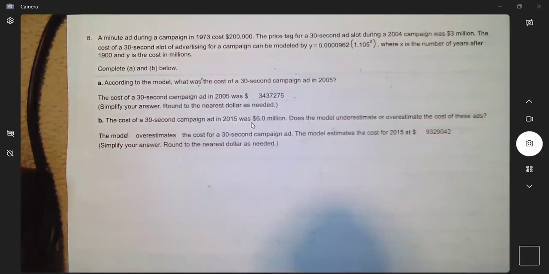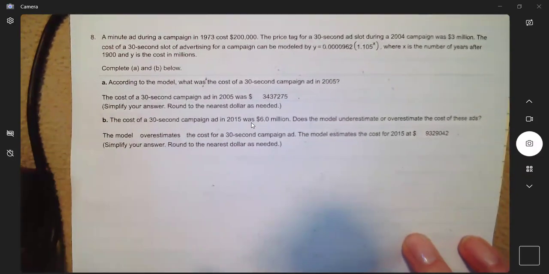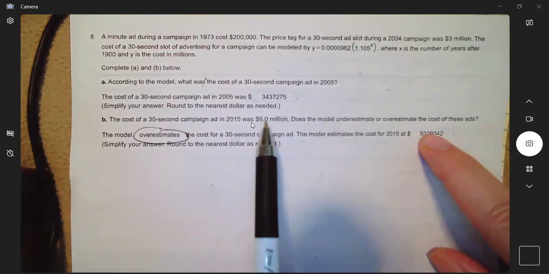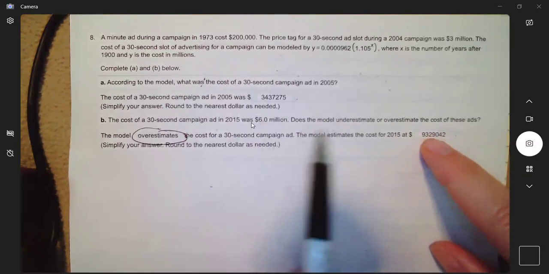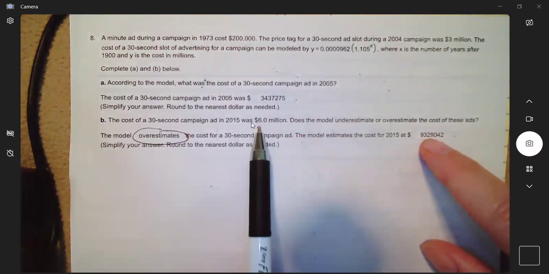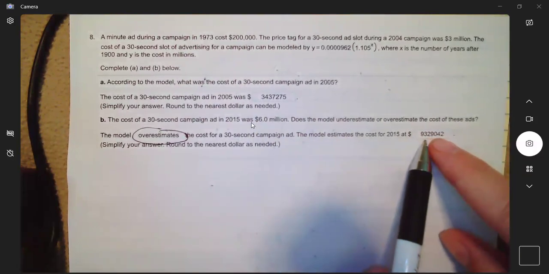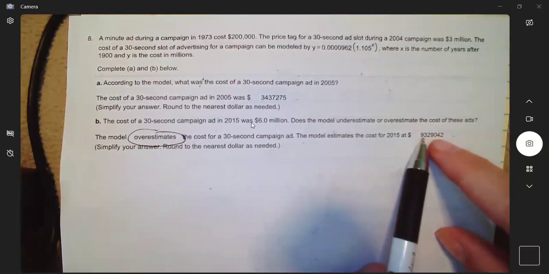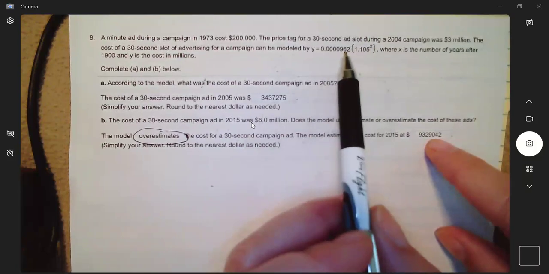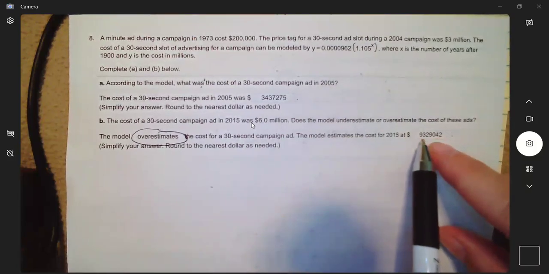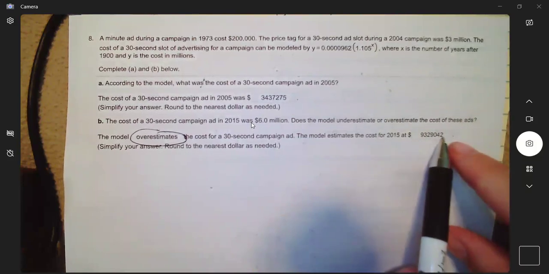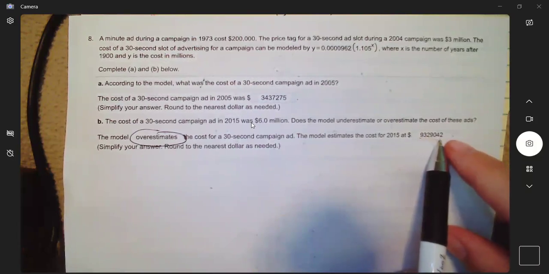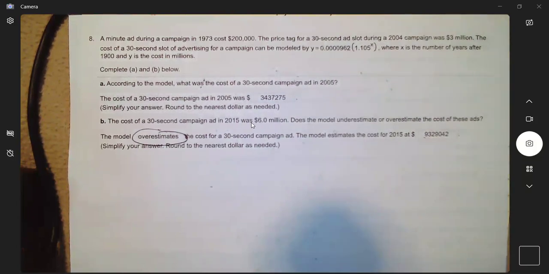This answer has already been filled in. So you'll have to choose between over and underestimate. It kind of depends on what you get. But I compared my 9.3 to the 6.0 million and realized it really overestimated by the time we were at 2015. So this is what you would plug in. It just says, what did the model estimate for that year? Again, take your 9.329 blah, blah, blah that came out from plugging it in and make sure you multiply it by 1 million. So you'll have to move your decimal 6 times and round that final decimal place. So $9,329,042. All right, so that's just a quick talk through how to do the algebraic things.